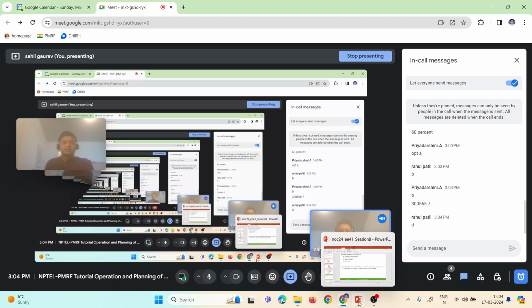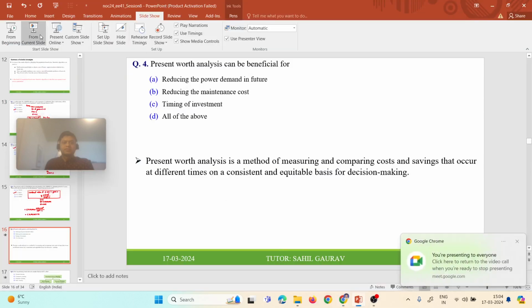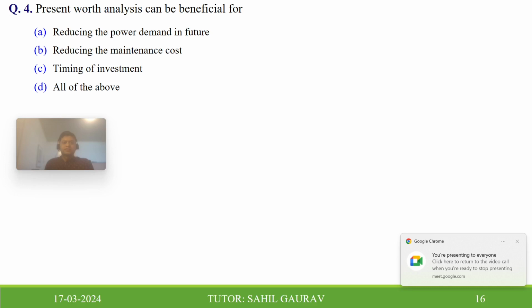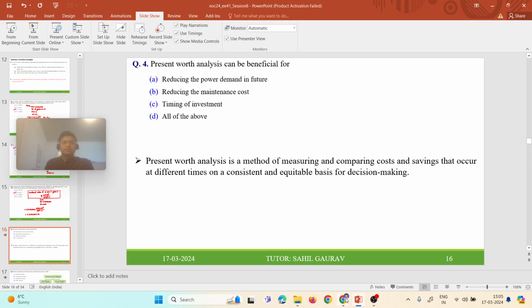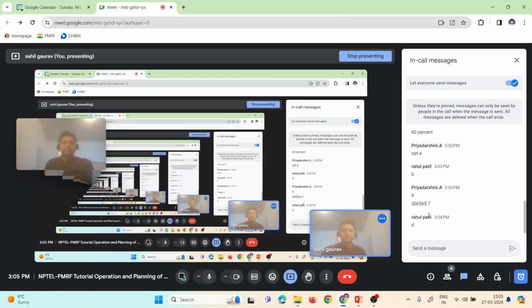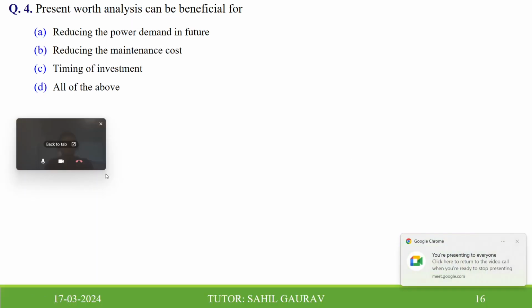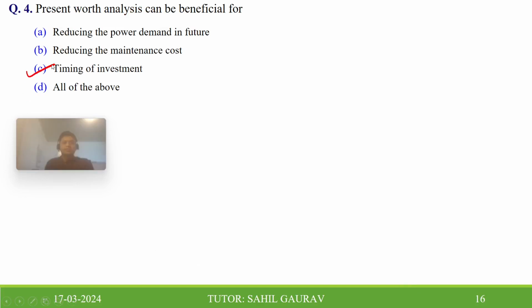And now for this question, what should be the correct option? So what do you think? Which option is correct? Rahul, you are saying D. So D is not correct. Option C, timing. Yes, option C is correct. Timing of investment. Option C is correct.